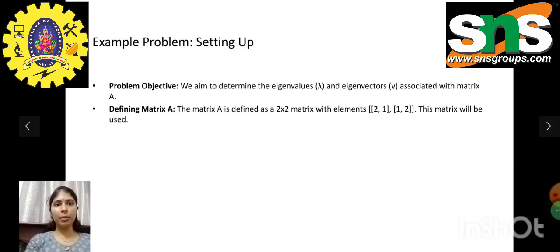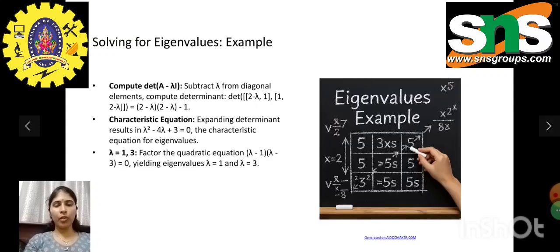Next is example problem solving setup. First one is the problem objective. We aim to determine the eigenvalue and eigenvector V associated with matrix A. Next is defining the matrix A. The matrix A is defined as a 2 by 2 matrix. In the first row we have 2, 1, and in the second row we have 1 and 2. This will be the matrix we are going to use.